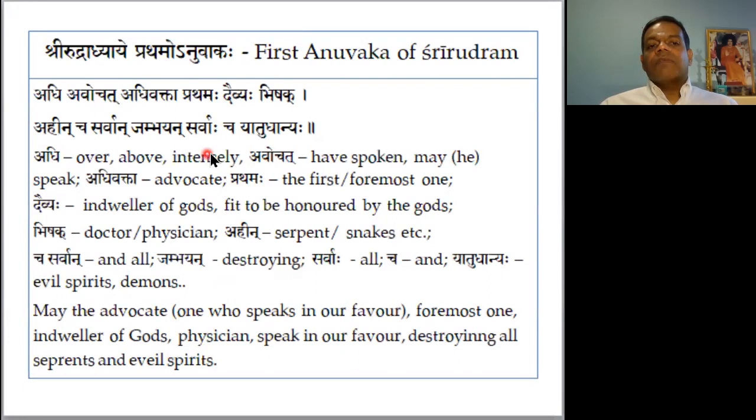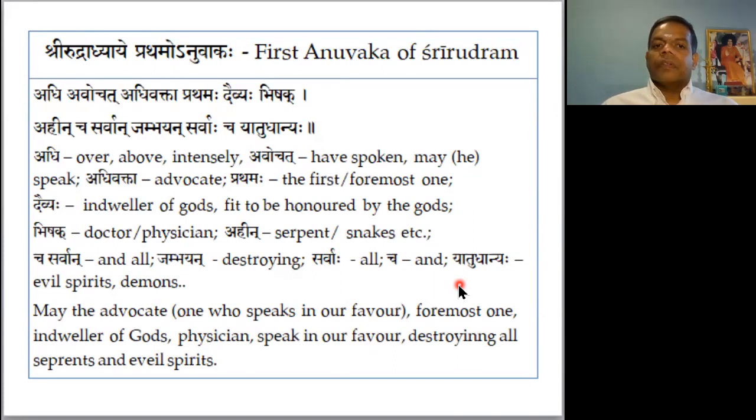The next one is Sarva cha Yatu Dhanyah. Sarva means all, and Yatu Dhanyah means evil spirits, demons, which can possess. So that is unseen. Okay, Ahin means whatever you can see and experience directly. These are ghosts, evil spirits. They also can possess and cause harm. Just the way a germ can enter you, an evil spirit also can enter your mental world. So that is the way the Rishi says. So that also creates disease.